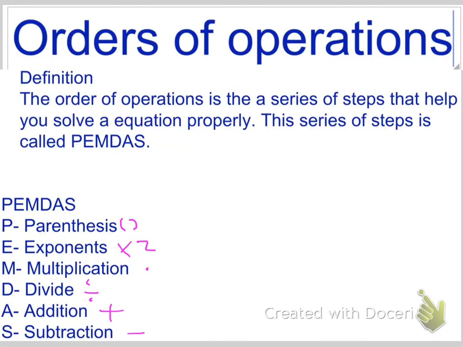Hey guys, today we're going to be doing order of operations. A short definition of order of operations is a series of steps that help you solve an equation properly. And these steps are what is known as PEMDAS. What PEMDAS means is P for parentheses, E for exponents, M for multiplication, D for division, A for addition, and S for subtraction. And to solve the equation properly, you must do these in order, starting from P, ending with S.